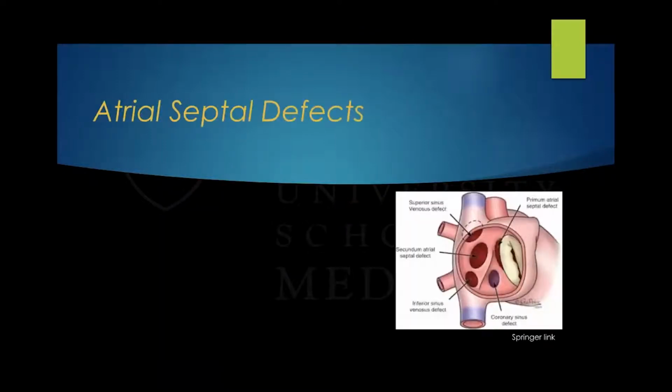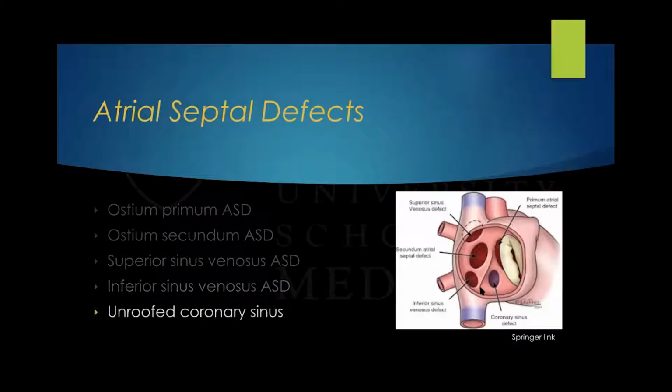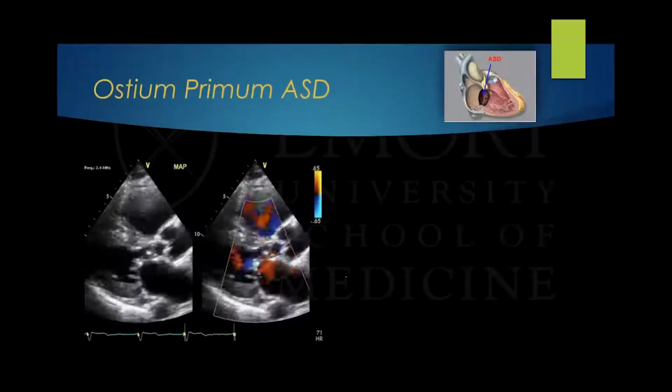For the atrial septal defects, there are several types. We have the Ostium Primum ASD, located in this region of the septum, right in here. The Ostium Secundum ASD, which is the most common one. The superior sinus venosus ASD, the inferior sinus venosus, and the unroofed coronary sinus. We'll go through examples of all of them, starting with the Ostium Primum ASD.